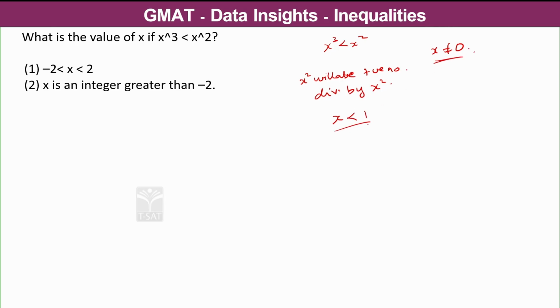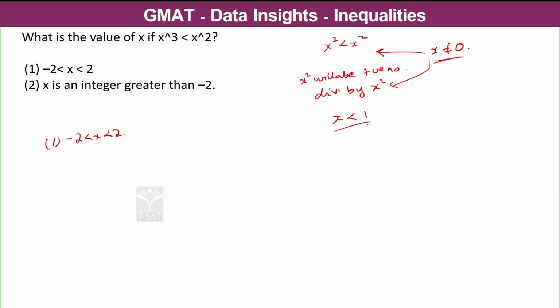Either way x will not be 0, because if it is 0 then x cube will be equal to 0, x cube will be equal to x square. Therefore, x is not equal to 0 anyways, and since it is not equal to 0 you can divide by x easily. So, x will be less than 1. So, statement 1 is telling us that minus 2 is less than x is less than 2.